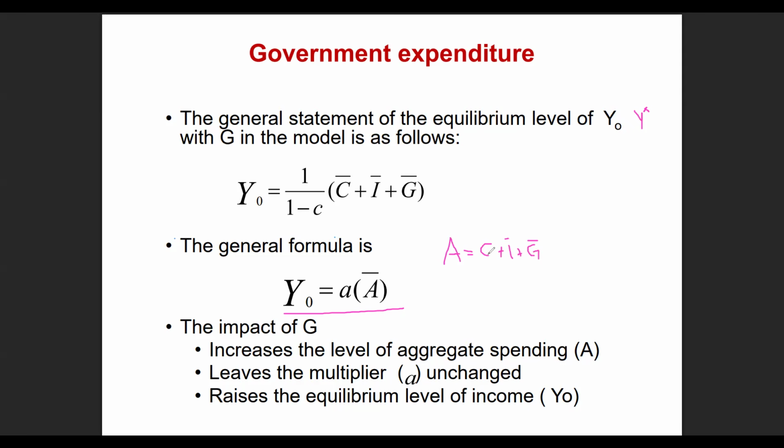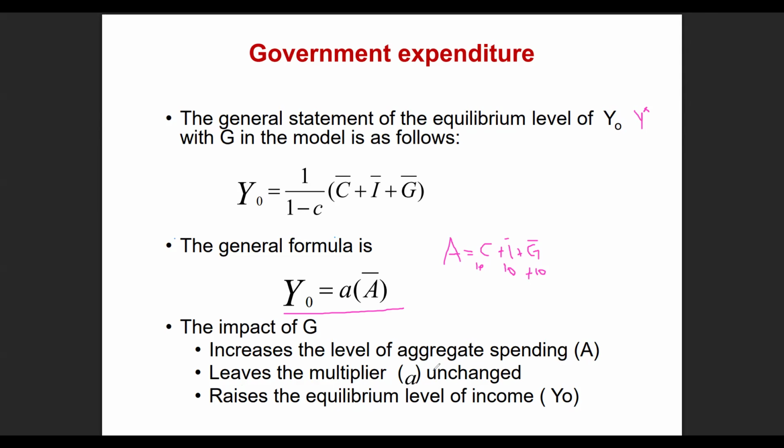So obviously, if this was 10, I'm just making an example, and this was 10. That is zero, guys. So it was 20, right? Aggregate expenditure was 20. But now because we're adding another component, maybe say the government is also 10, aggregate expenditure is going to increase to 30. So the impact of government is that it's going to increase the level of aggregate spending.